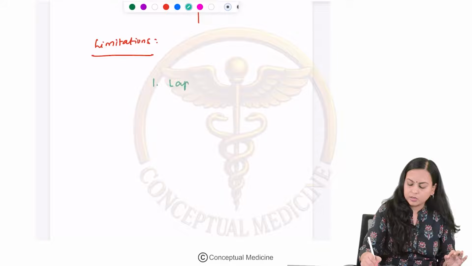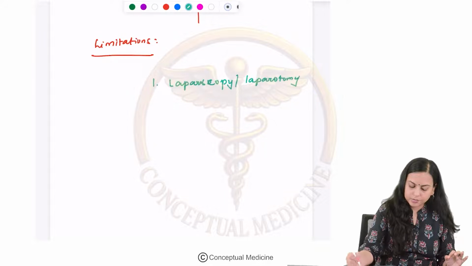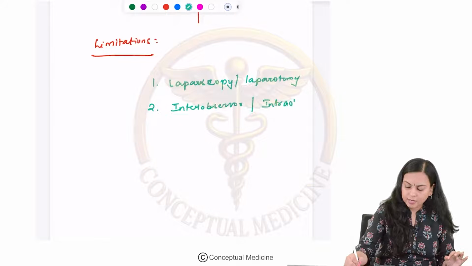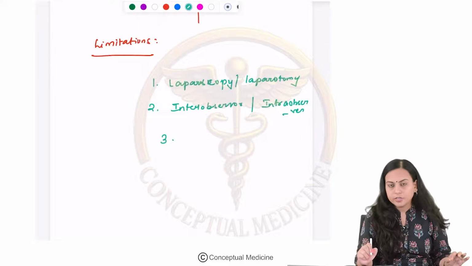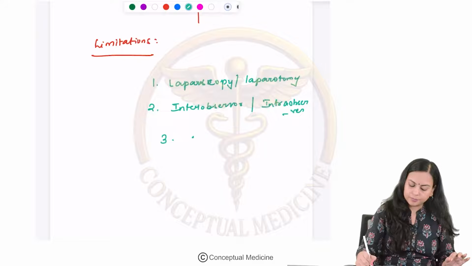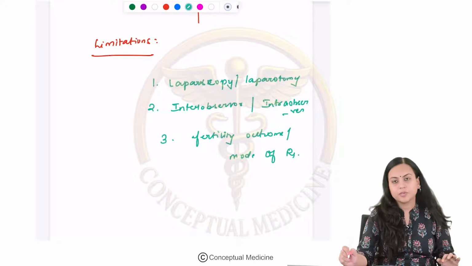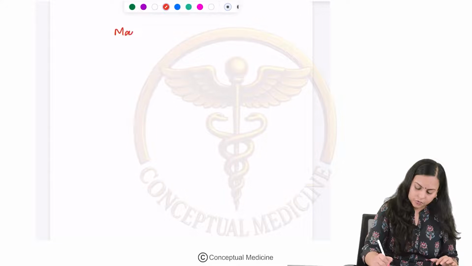Anyhow, laparoscopy or laparotomy must be done. There can be inter-observer or intra-observer variation. Third one, it is not correlated with the fertility outcome or mode of treatment that can be given. Clear? Right. Now let's see about the management of endometriosis.